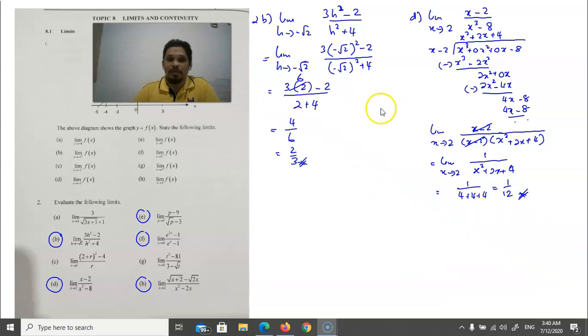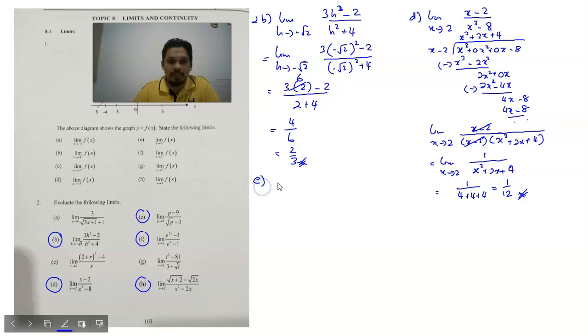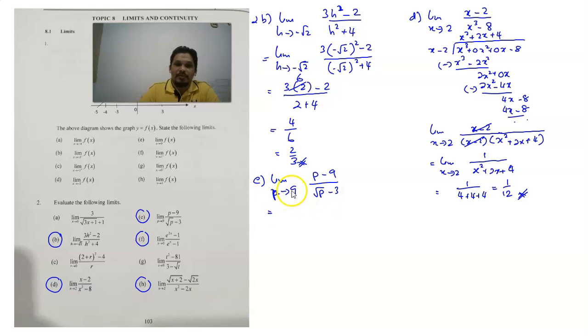Now, question E. The limit of p approaching 9 for (p minus 9) divided by (square root of p minus 3). Again, if you substitute 9 here, the square root of 9 equals 3, 3 minus 3 equals 0, then p equals 9, 9 minus 9 equals 0, 0 over 0 is undefined. So we avoid that.